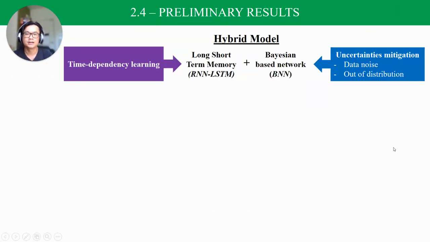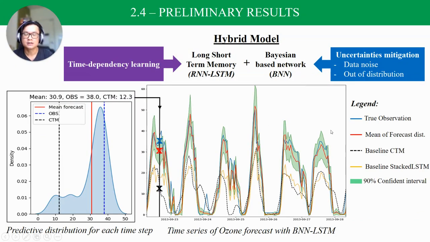I combine the two techniques into a hybrid model in order to formulate the prediction of air pollutants. As you can see here, the preliminary results of the hybrid model provide us not only a point-wise estimation, but also the whole distribution for each time step, so that we can infer the forecast values with high probability.